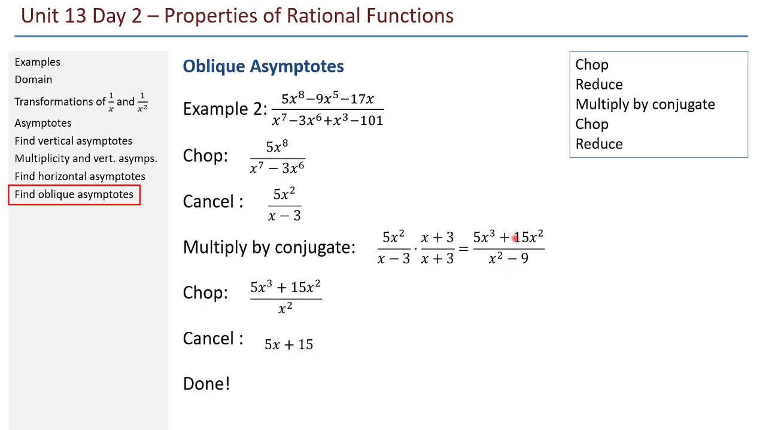The numerator, actually I don't need FOIL for the numerator. I just distribute 5x squared. I get 5x cubed plus 15x squared. And then I can chop again, and it looks like the 9 goes away. And now I can cancel x's, and I'm left with 5x plus 15, and we're done. 5x plus 15 is the line that is our oblique asymptote. All right, and there you have it, properties of rational functions.